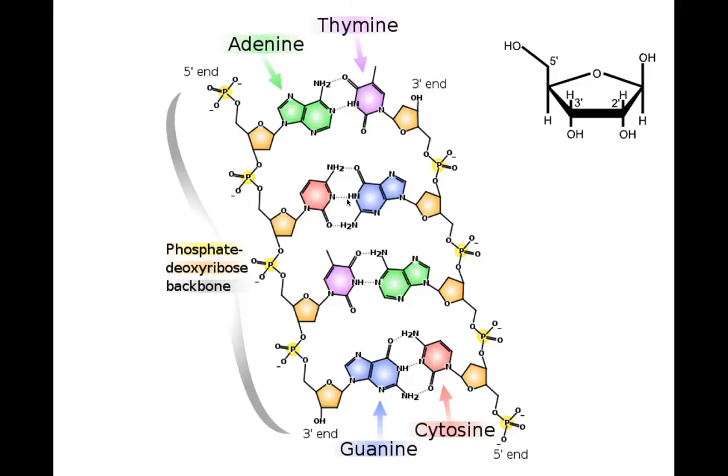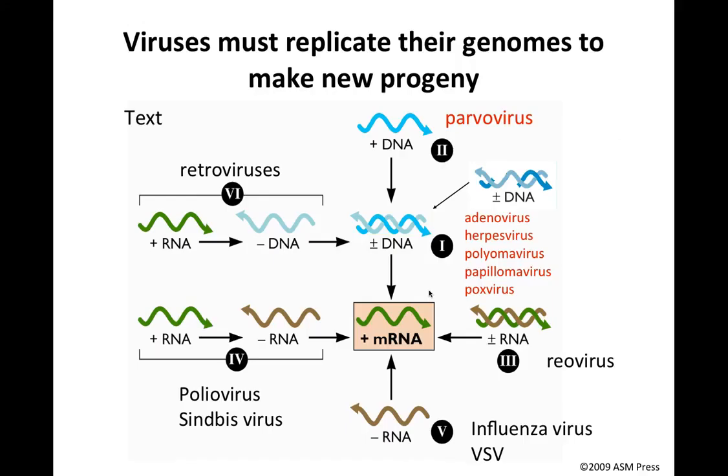Now, of course, it's the sequence of these bases that makes the genetic code, and the code is read in triplets, of course, and we'll talk more about that later in this course when we talk about translation. In this series of videos, we're going to talk about viruses with DNA genomes and specifically how they replicate them.